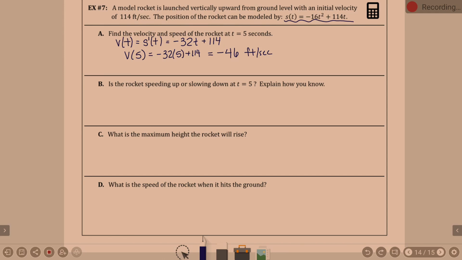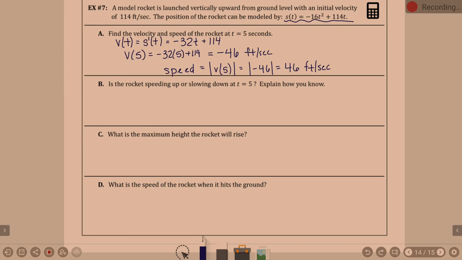Now, what about speed? Because it asks for velocity and it also asks for speed. Absolute value of velocity at 5, so absolute value of negative 46, which is 46 feet per second. Would feet per second be the same as miles per hour? No. It's the same type of label, but they're different units, so it's not going to be equivalent.